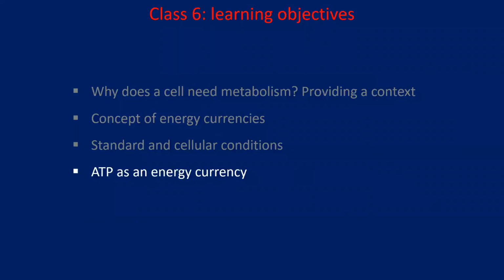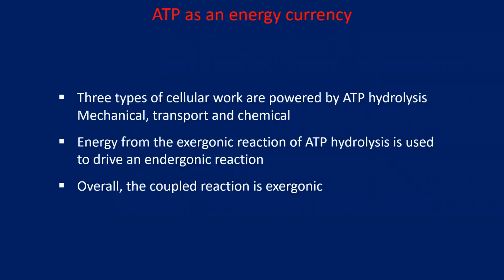So our last objective of the class is ATP as an energy currency. Now, when you think about ATP as an energy currency, there are three types of cellular work powered inside the cell by ATP hydrolysis. One is mechanical, another is transport, and the third one is chemical.